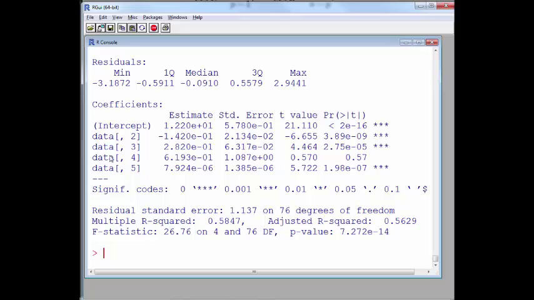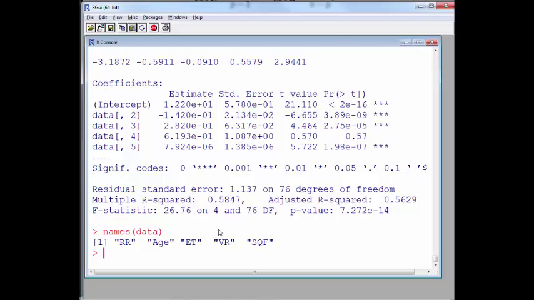And so this variable here, I forget what the variable was, but it's VR. This variable VR we could probably leave out of the model.